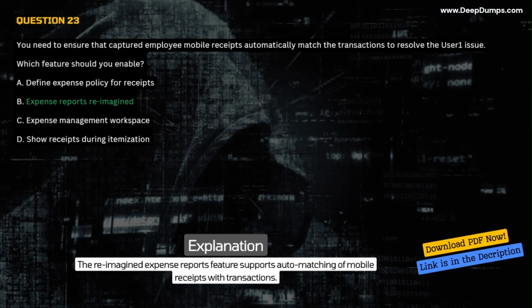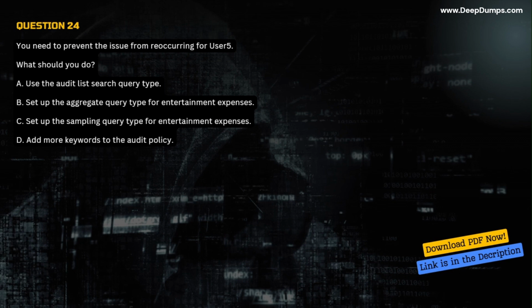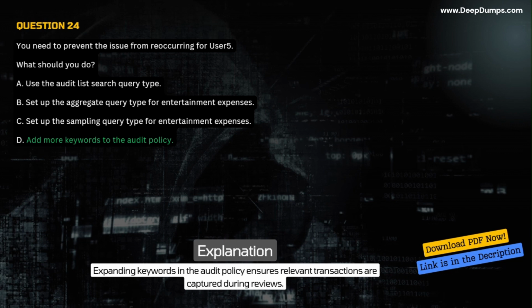Question 24. You need to prevent the issue from reoccurring for user 5. What should you do? A. Use the audit list search query type. B. Set up the aggregate query type for entertainment expenses. C. Set up the sampling query type for entertainment expenses. D. Add more keywords to the audit policy. Correct answer D. Add more keywords to the audit policy. Explanation. Expanding keywords in the audit policy ensures relevant transactions are captured during reviews.